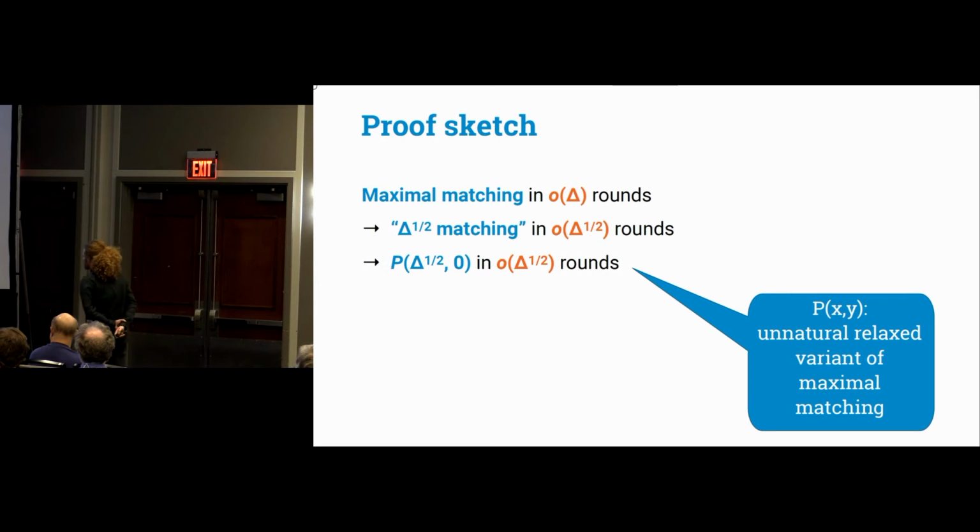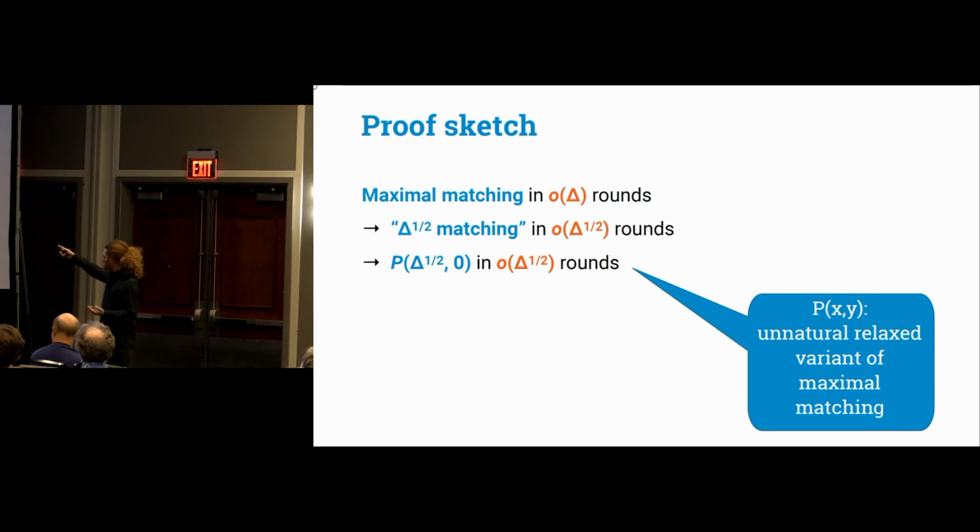The next step is to show that this implies also a little o of root delta round algorithm for this problem we have on the left. And what is this problem? Well, it comes from a parameterized family of problems that contains problems that are relaxations of maximal matching. So each of these problems in this class has two parameters, x and y, and these two parameters basically tell you how much the covering and packing constraints of maximal matching are relaxed. Okay? The larger x and y are, the more relaxed these constraints are, so the easier the problem gets.